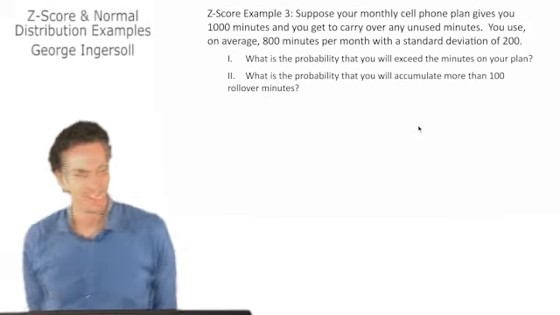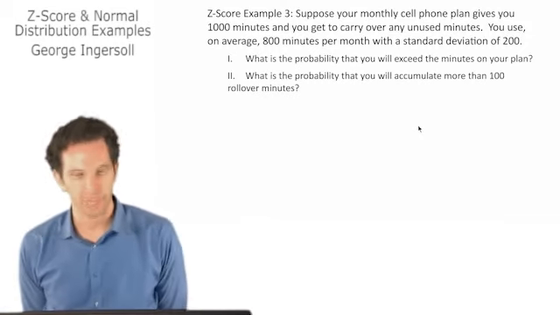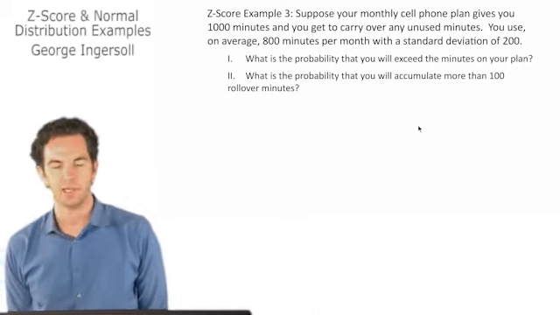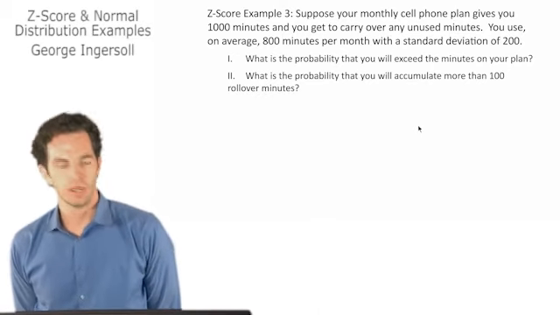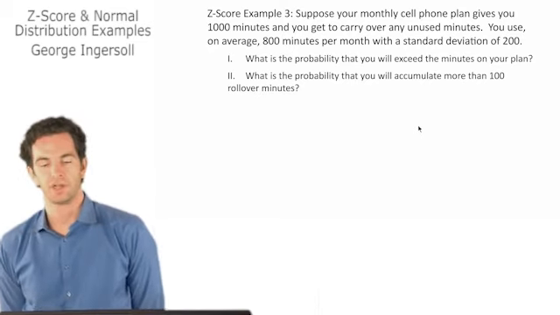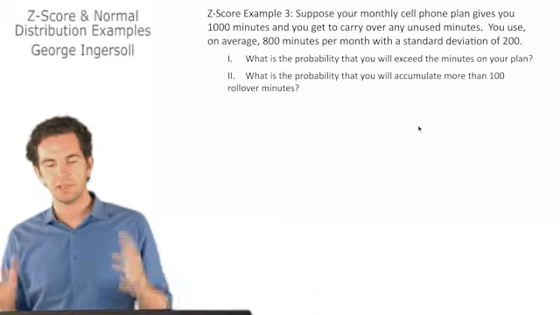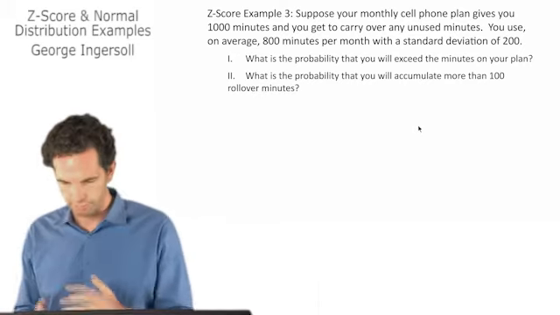All right. Example number 3. Suppose your monthly cell phone plan gives you 1,000 minutes and you get to carry over any unused minutes. You use, on average, 800 minutes per month with a standard deviation of 200. What is the probability that you will exceed the minutes in your plan?